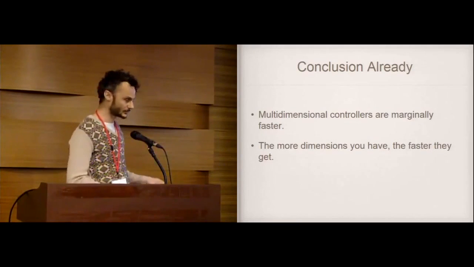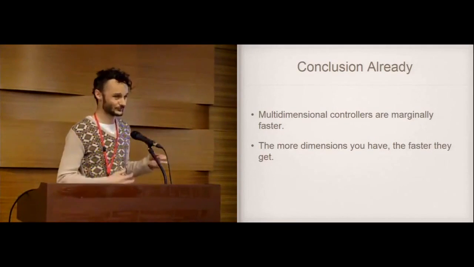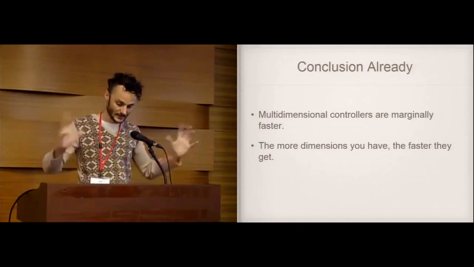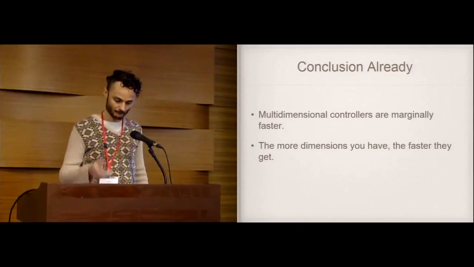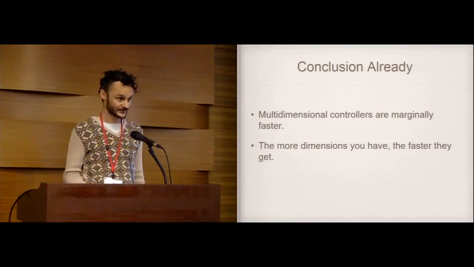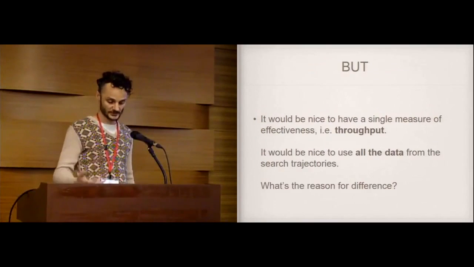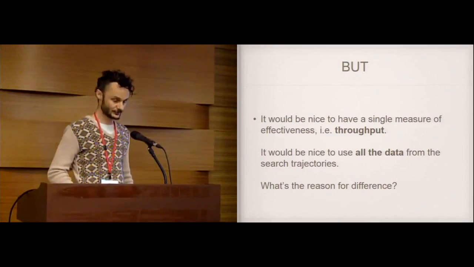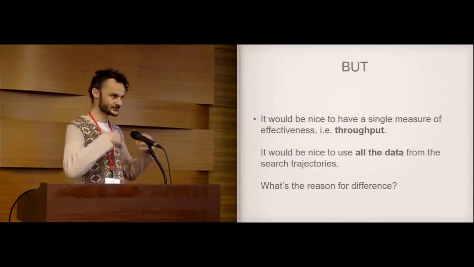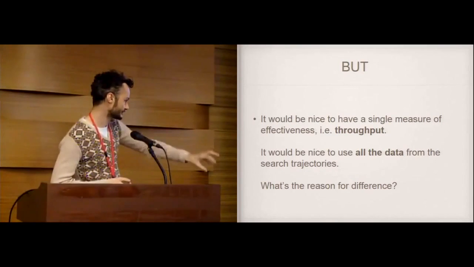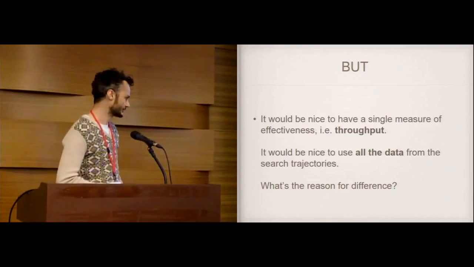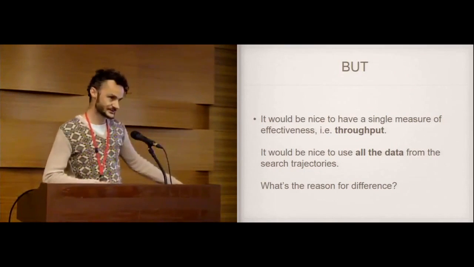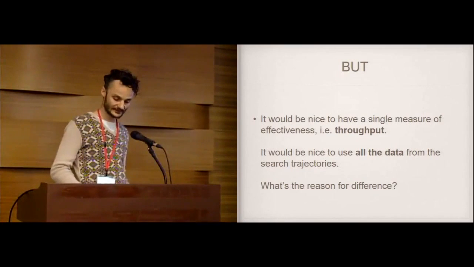So we've already got a conclusion, which is multidimensional controllers are marginally faster, but it's not like earth-shattering. But the more dimensions you have, the faster they get. So in theory, it's looking okay. But it would be nice to have a single measure of effectiveness, i.e. this throughput measure. And it would be nice to use all the data from the search trajectories to measure this throughput. And it would also be nice to analyze these trajectories and find out what exactly is different.